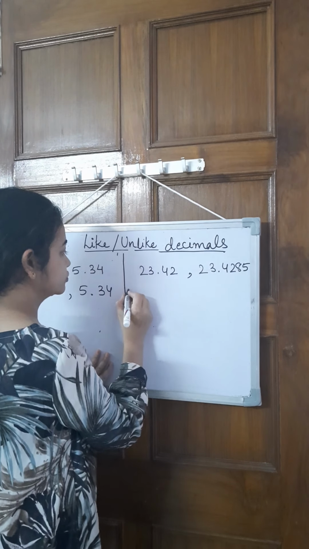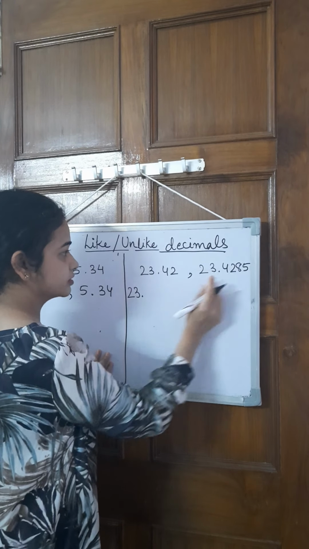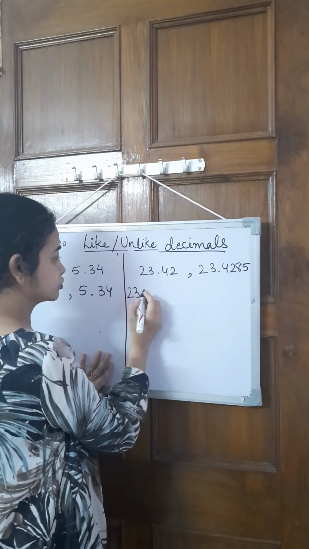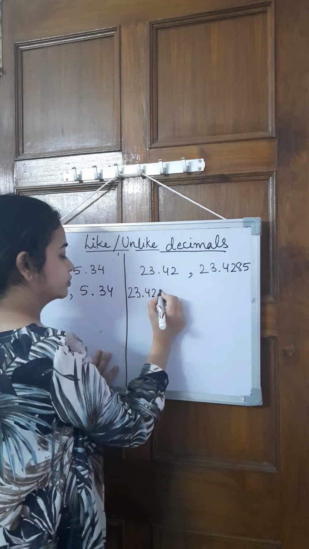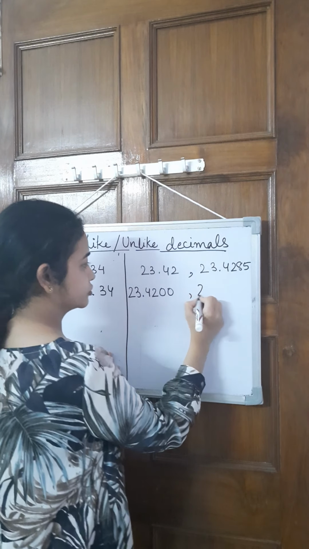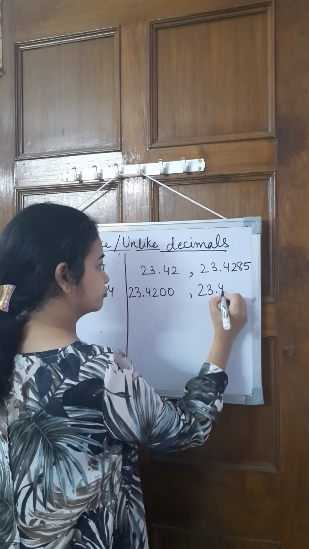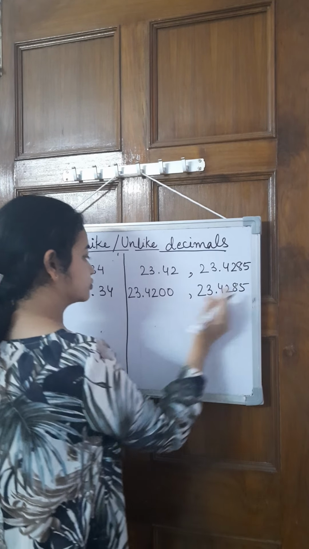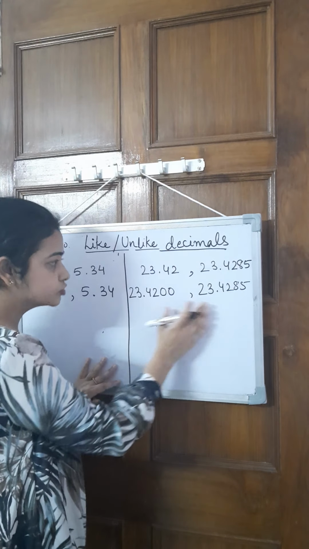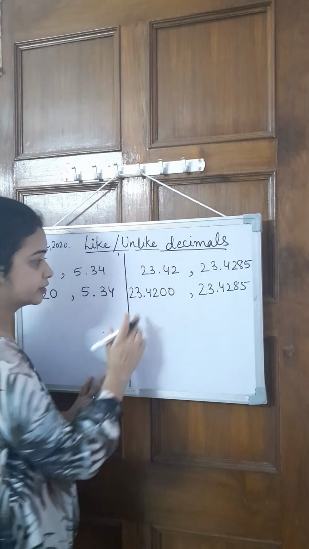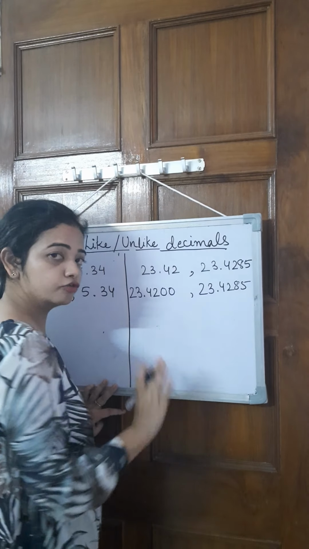Similarly in this case also, this is 23.1234, four places, so this becomes 23.4200 and the other is 23.4285. Now we can say that these two decimals are also like decimals because I have four places here and four places here.